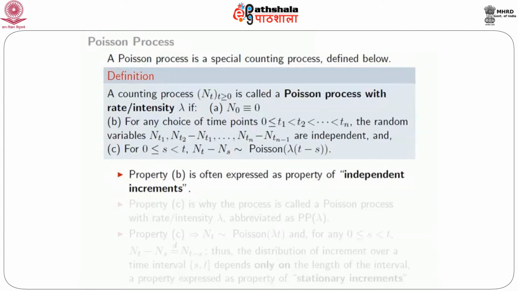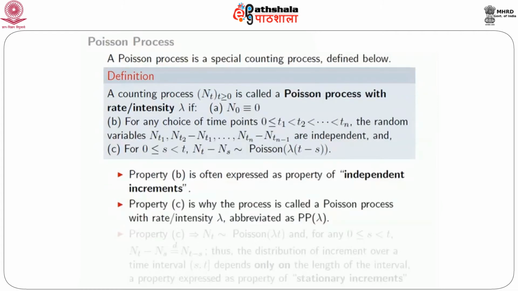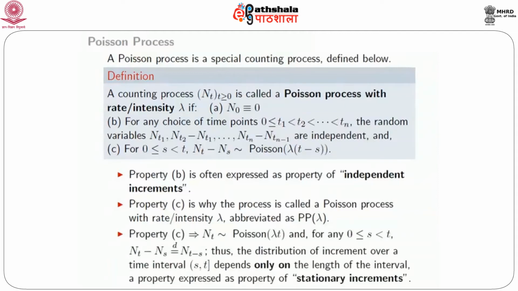Now let's see something more that property C says. In particular, if you take s to be 0 in property C, then N_t minus N_0, but N_0 is by A defined to be 0, so it says that N_t is Poisson with parameter lambda t. So the number of occurrences up to time t, starting from time 0, that random number is distributed as Poisson with parameter lambda t, and from this you see that for any s less than t, the distribution of N_t minus N_s, which according to C is supposed to be Poisson with parameter lambda (t minus s), is also the distribution of N_{t-s}.